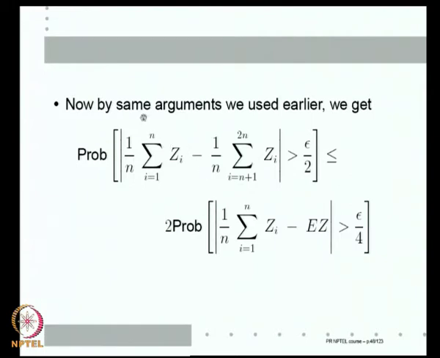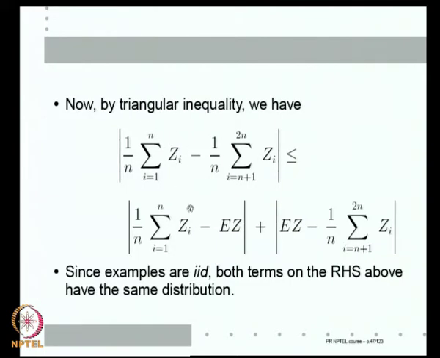Because this is less than or equal to this plus this, and we have used this argument already more than once earlier, the probability of this being greater than epsilon is bounded above by the probability of this being greater than epsilon by 4 plus the probability of this being greater than epsilon by 4. Actually, we can make it better than that because these two are essentially the same random variable, but let us just use the argument that we used earlier.